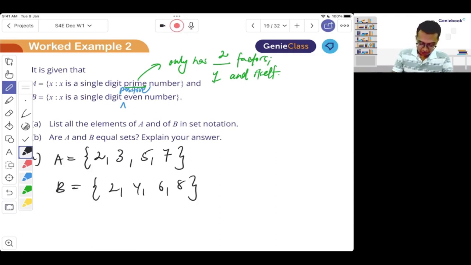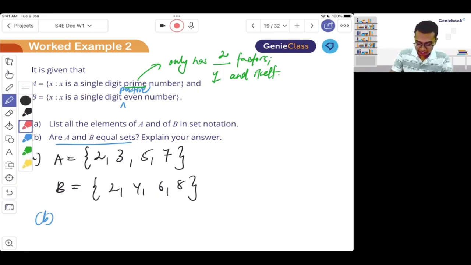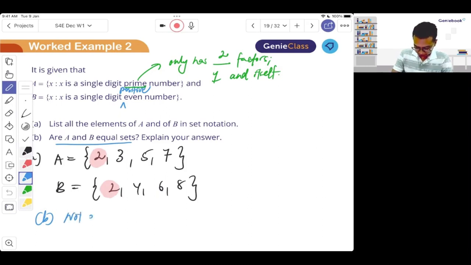Now for part B, let's take a look and answer this question. Are A and B equal sets? Explain your answer. I think it's quite straightforward. They do have some identical terms, it's just 2 in this case. So pretty straightforward. They are not equal sets. So you can just say A does not equal B.